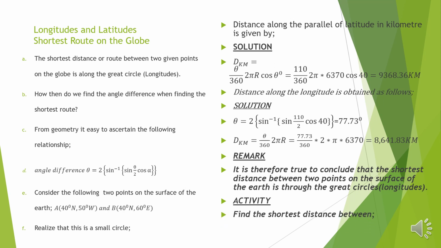Find the shortest distance between these 2 points. That is A, 20 degrees south, 42 degrees west, and the other B is 20 degrees south and 10 degrees west. I do believe that this short lesson has enabled you to understand more on the shortest route on the globe, or on the surface of the Earth.